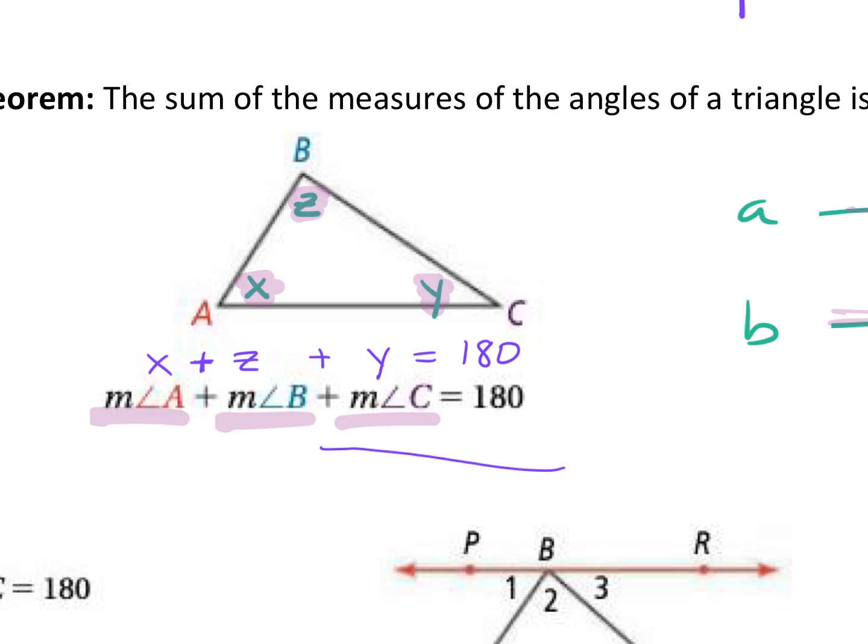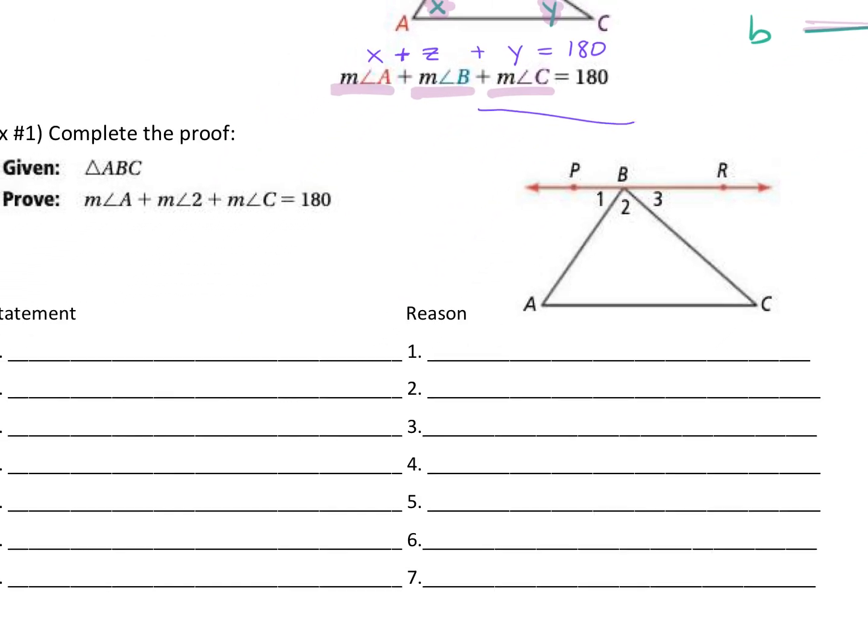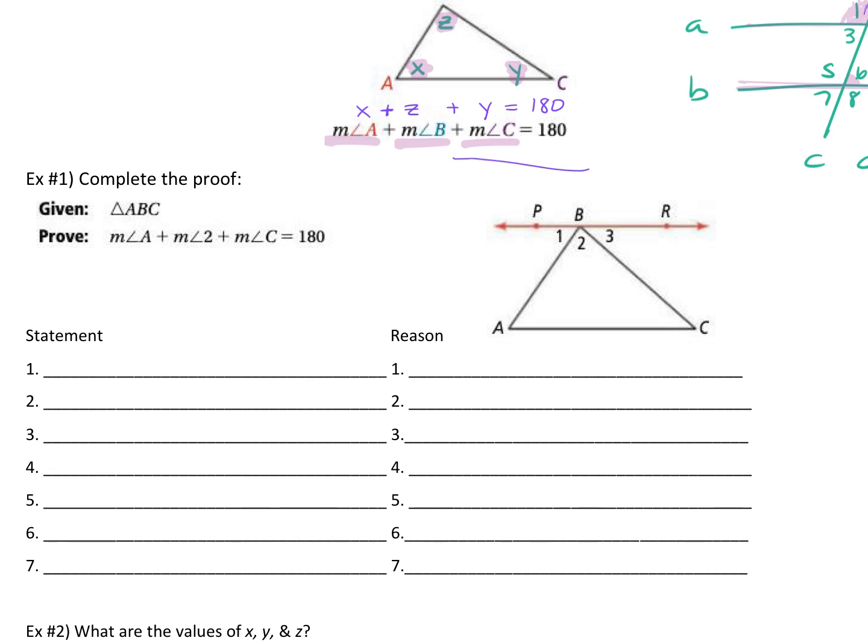Yes, sir? How did somebody come up with the amount of 180 for the triangle? So let me show you. Whoa. This is a proof of how they figured out that the sum of the angles of a triangle is 180. This is a fun proof, you guys.